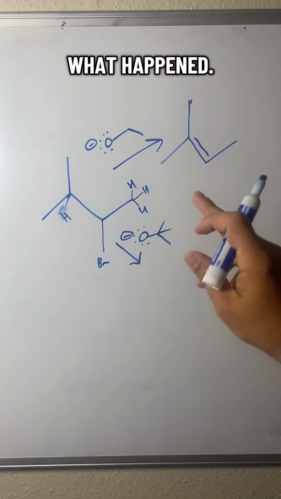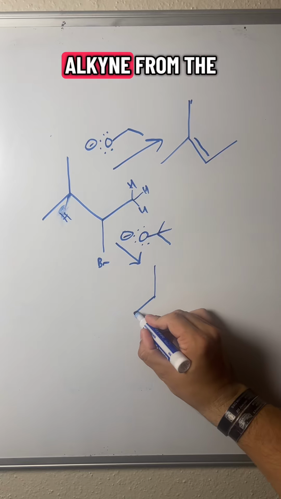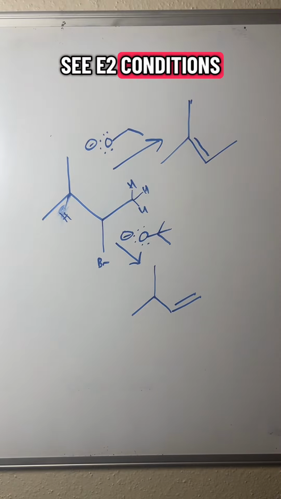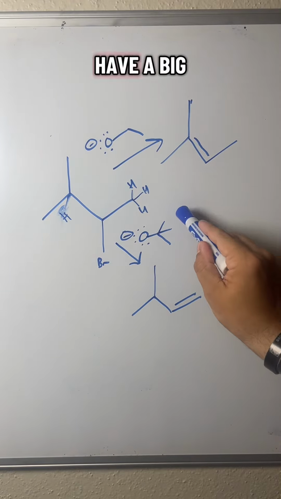So that's what happens. We're gonna form what's known as the Hofmann product, where we form the less substituted alkene from the elimination product. So if you see E2 conditions on your exam, you need to also look and see, do I have a small base or do I have a big bulky base?